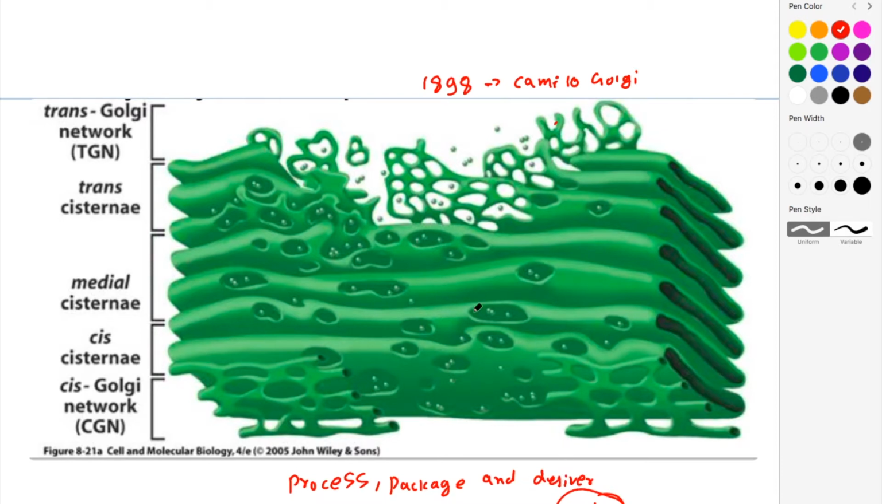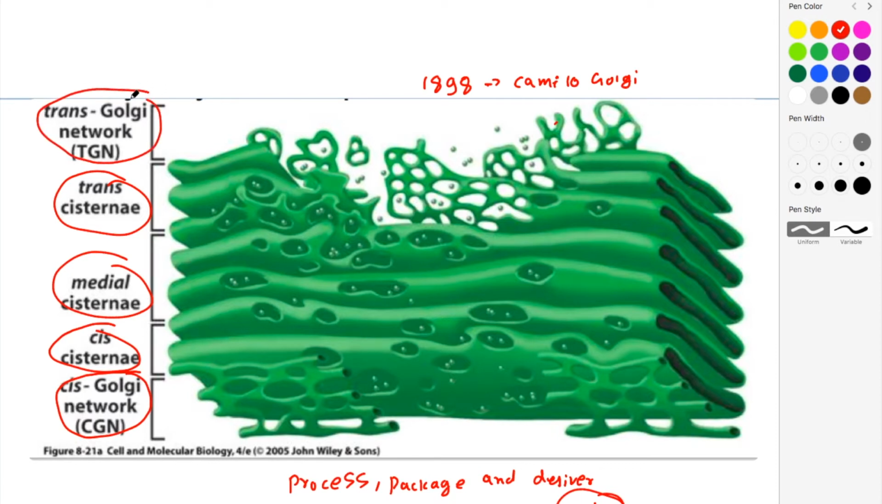So basically, if you look at the structure, it has three faces or three sides. One is called the cis cisternae, and the medial cisternae, and the trans cisternae. The cis cisternae is often known as the cis-Golgi network or CGN, and the trans-Golgi network, TGN, is the trans cisternae. And as you can see, the trans-Golgi network is disappearing, right?